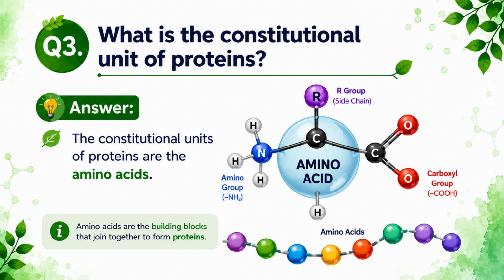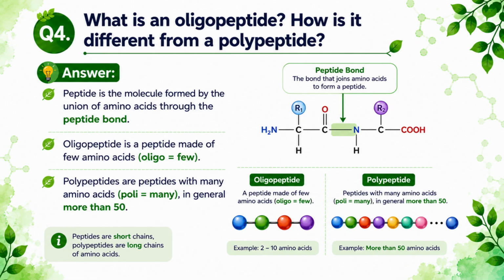Question number 3. What is the constitutional unit of proteins? Answer. The constitutional units of proteins are the amino acids. Question number 4. What is an oligopeptide? How is it different from a polypeptide?